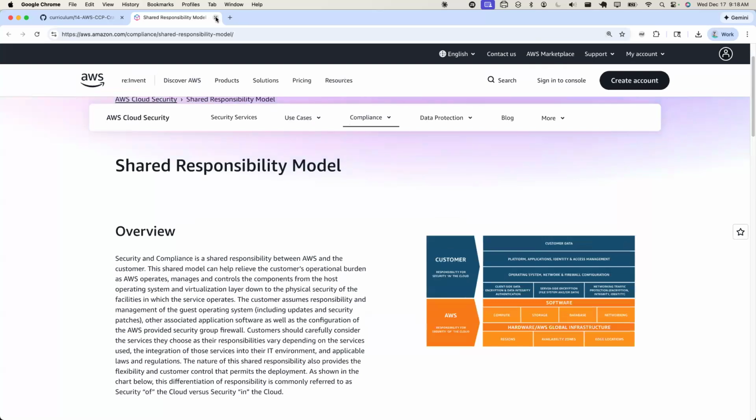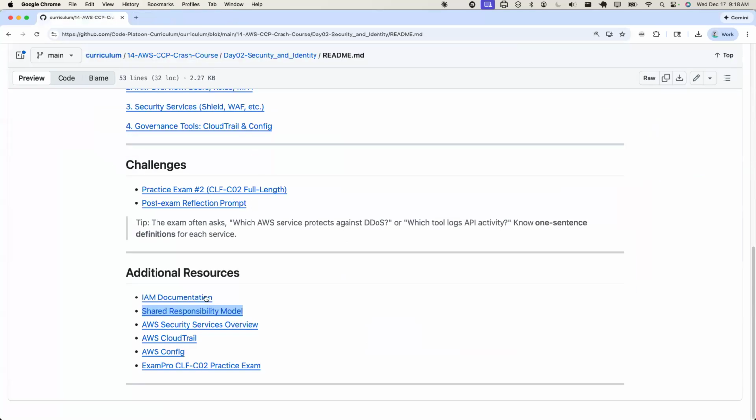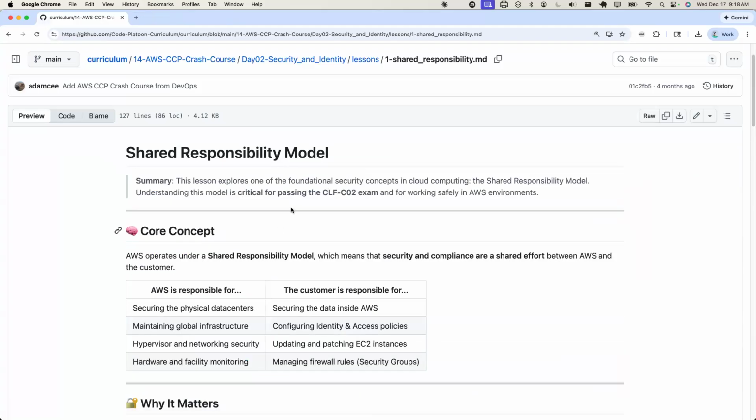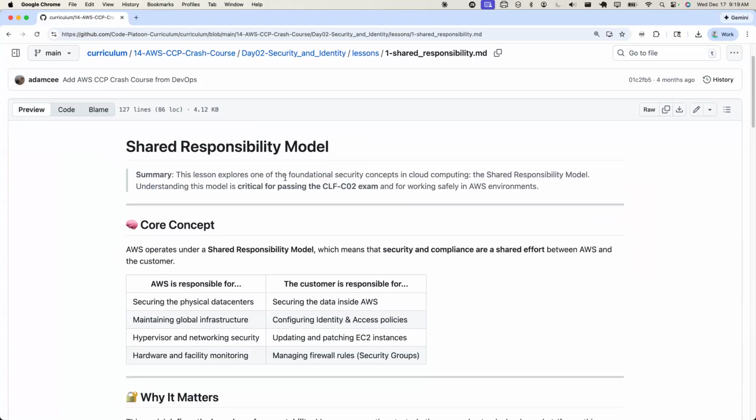And we'll get into this. We'll get into it when we get there in the curriculum. And then we have again links to other official docs as well. And then another practice exam. So let's dive on in. Let's talk about the shared responsibility model. This is sort of the big boy.